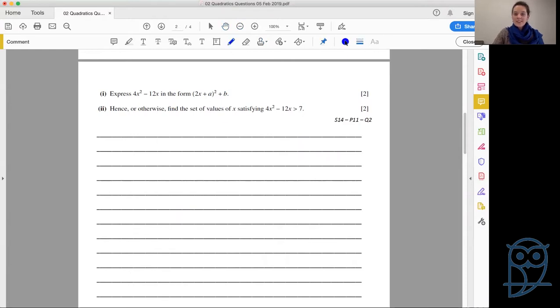What are the triggers in the next question? Express 4x squared minus 12x in the form (2x plus a) all squared plus b. We've got 2x in a bracket with a number, all squared, plus b. This here is completed square form.